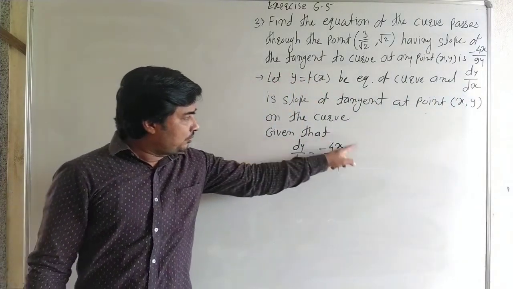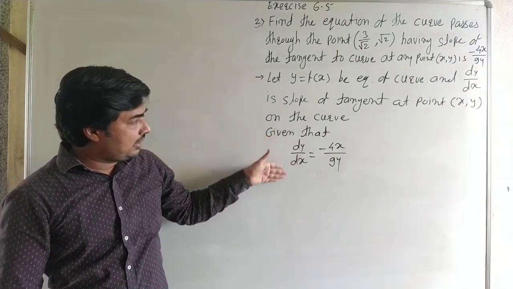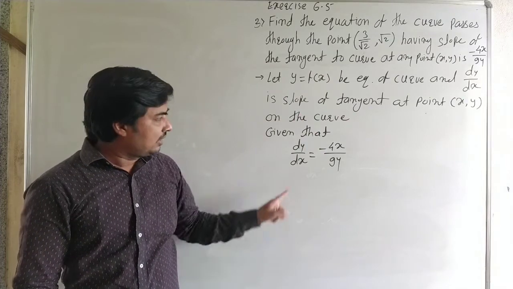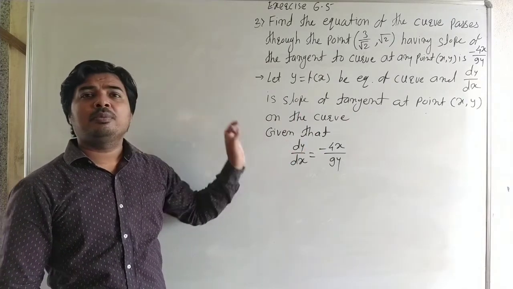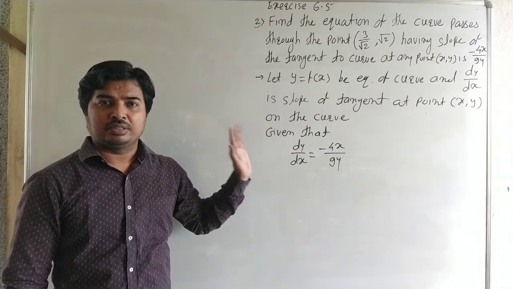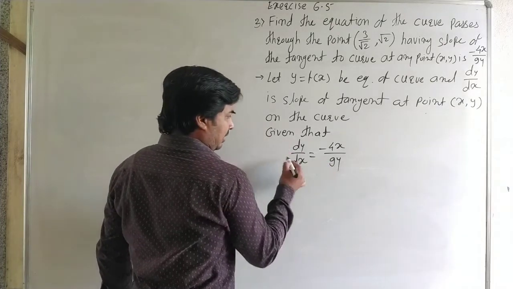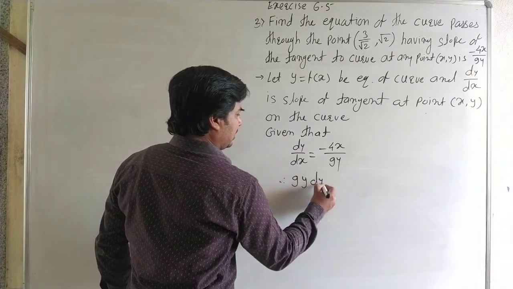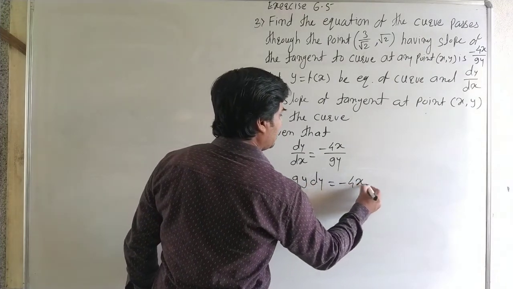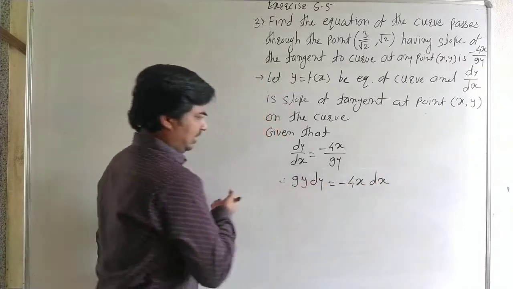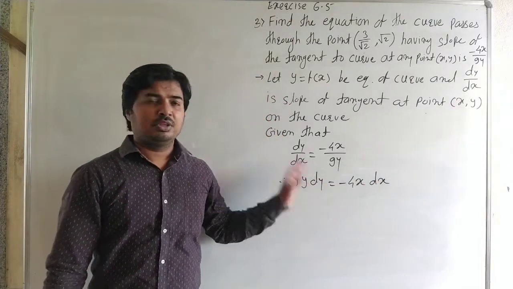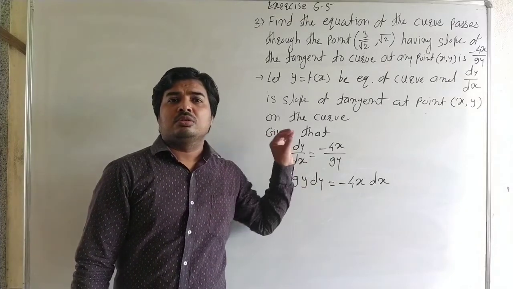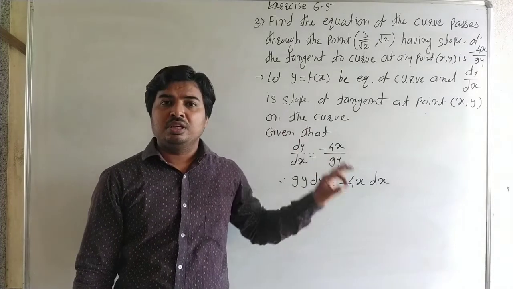Here now it is a differential equation. Dy by dx is equal to minus 4x upon 9y. And here clearly it is a variable separable form of the differential equation. Here we take 9y here and dx here. It is 9y dy is equal to minus 4x dx. Now variables are separated, so here it is not necessary to use the linear differential equation.